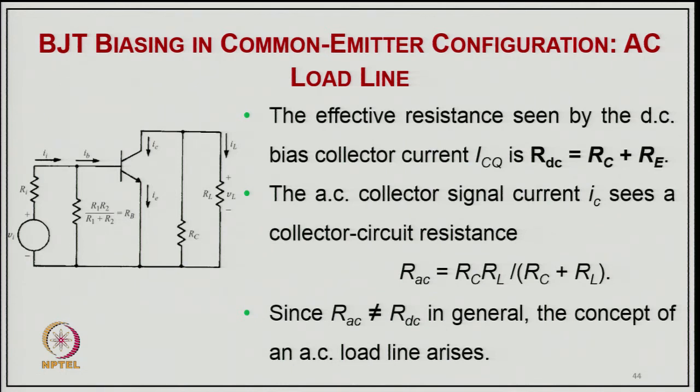The effective resistance seen by the DC bias collector current ICQ is RDC equal to RC plus RE. We already talked about this in the previous case, the sum of both. The AC collector signal current sees total RAC equal to RC and RL in parallel, RC RL upon RC plus RL. Since RAC is not equal to RDC, in general the concept of the AC load line arises in this configuration.